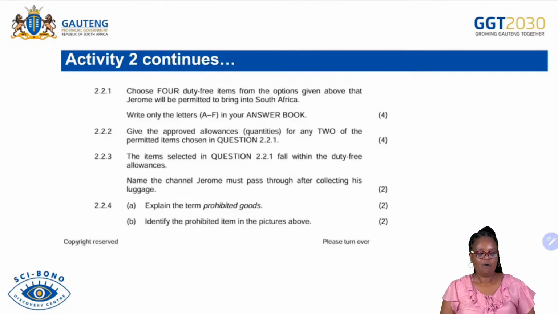Okay. Question 2.2.4 A. Explain the term prohibited goods. 30 seconds. When you explain, you include everything. You look at the mark allocation. It's 2 marks. So you explain the term prohibited goods for 2 marks.